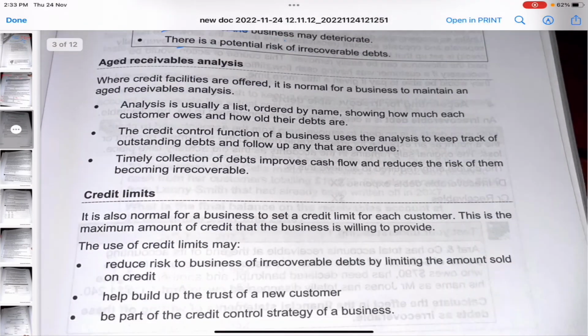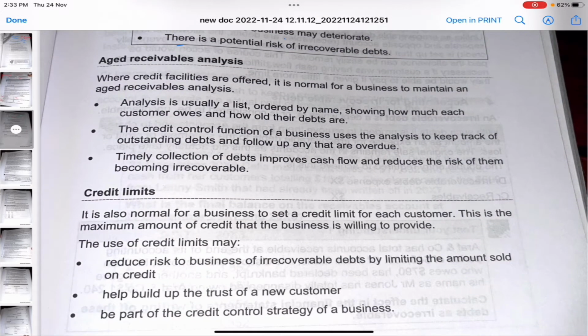Let's read it out. Where credit facilities are offered, it is normal for a business to maintain an aged receivables analysis. Analysis is usually a list ordered by name showing how much each customer owes and how old their debts are. The credit control function of a business uses the analysis to keep track of the outstanding debts and follow up. So we are going to call and follow up. We're going to say, hey, you got to pay.